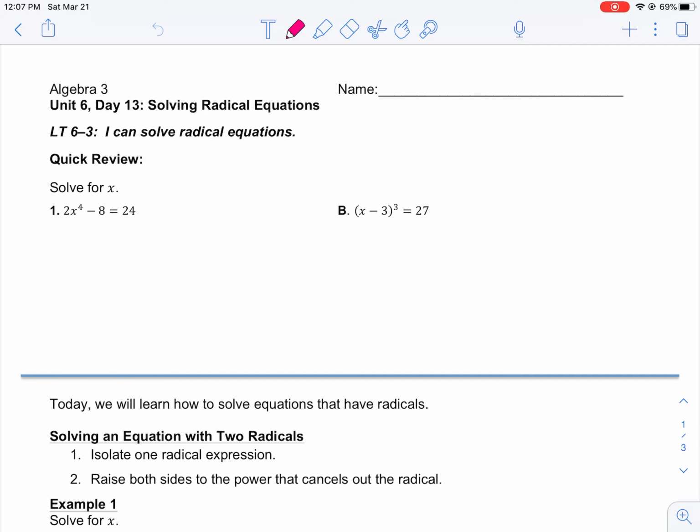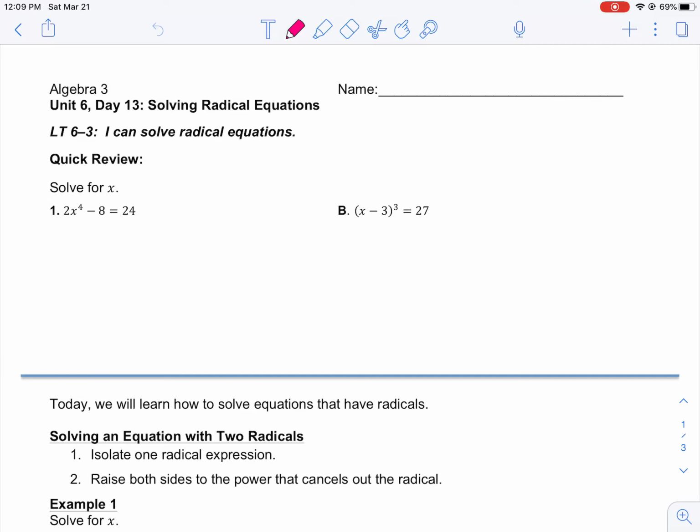We're going to start talking today about solving radical equations. This is going to be the last new topic actually for Unit 6. The next couple days I'm going to review what I talked about earlier in the week, and we'll get ready for your next formative assessment, which will be done using some kind of online format.